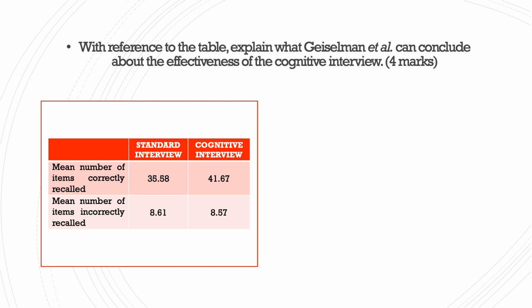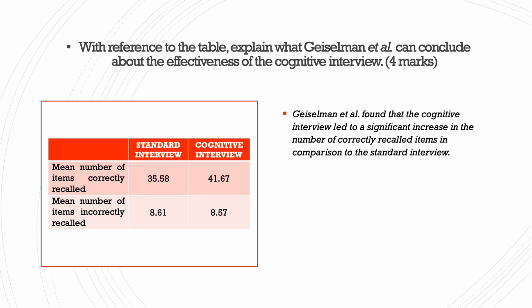So, you could have said words to this effect. Geiselman et al. found that the cognitive interview led to a significant increase in the number of correctly recalled items in comparison to the standard interview. So it was 41.67 number of items correctly recalled in comparison to 35.58. So it was pretty significant.